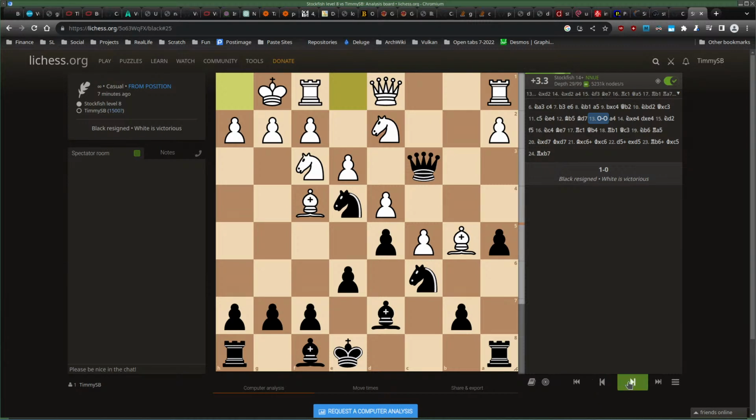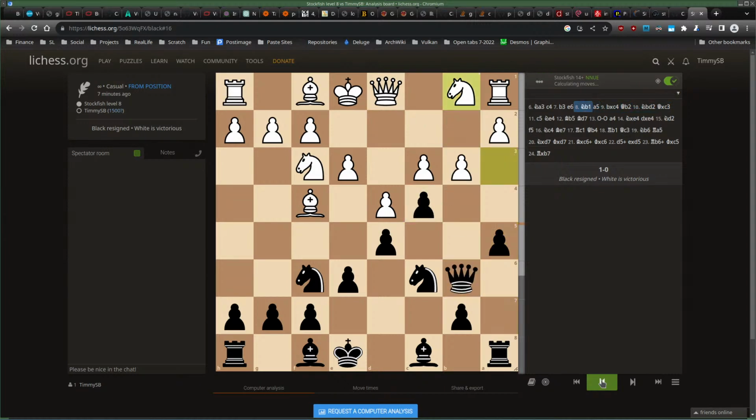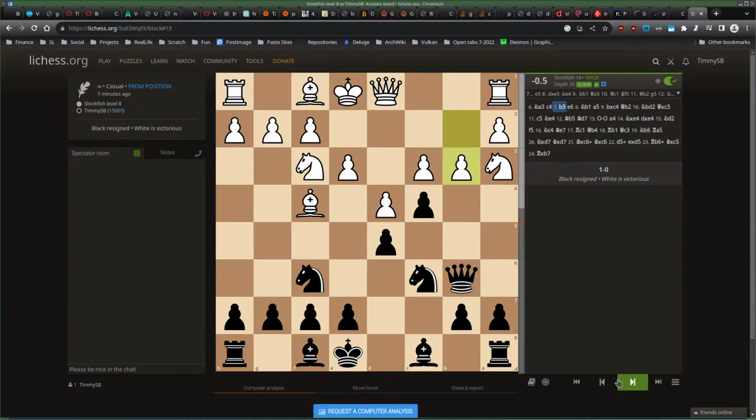Nobody understands. It's going backwards. White is better. That was my wrong move. E6. Yep. You have to play E5 here.